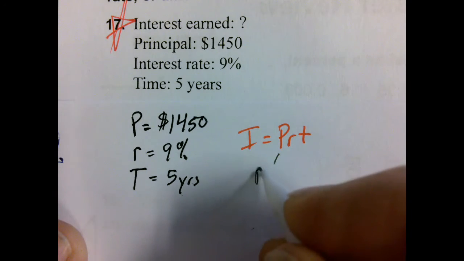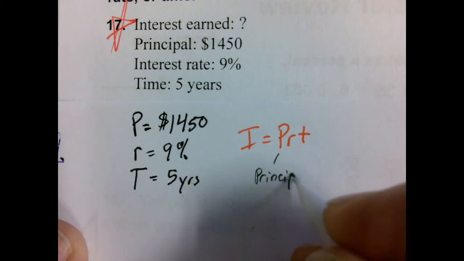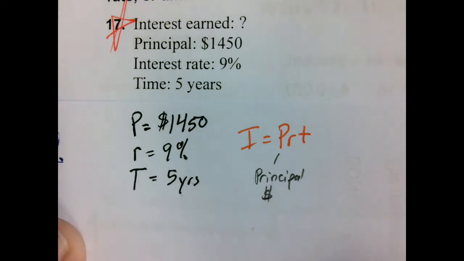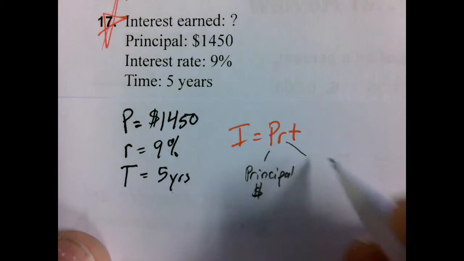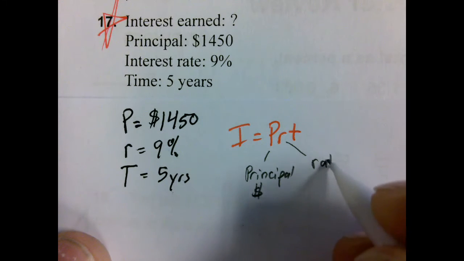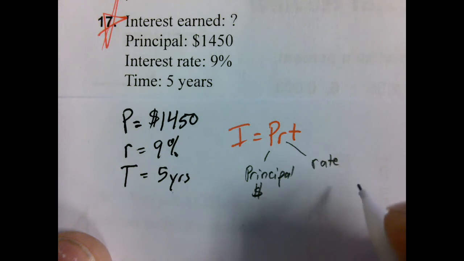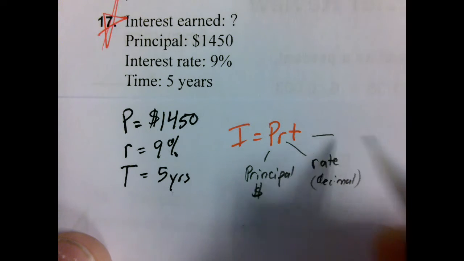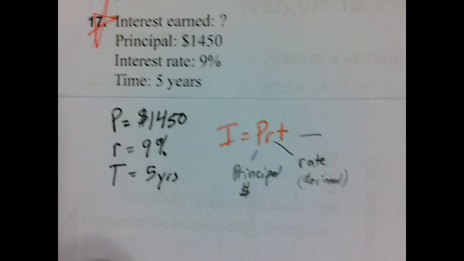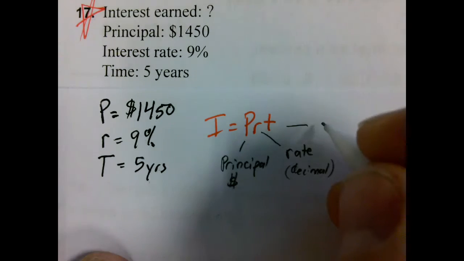But quickly, P is the principal, or the starting money. That's what the letter P stands for. Your R is your rate, or a percent written as a decimal. And then the important thing with T, it's not just time, it has to be in years.